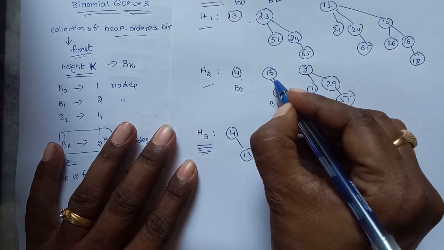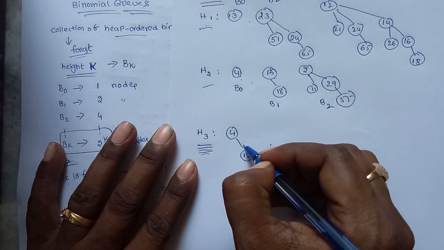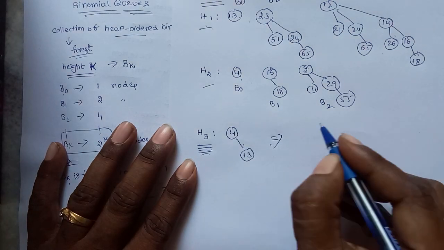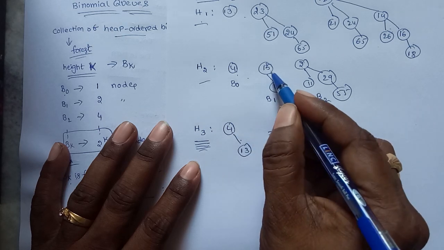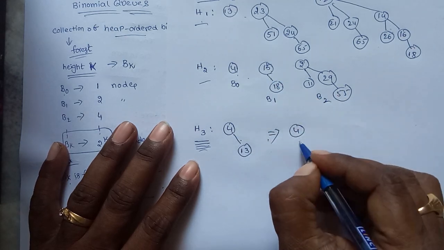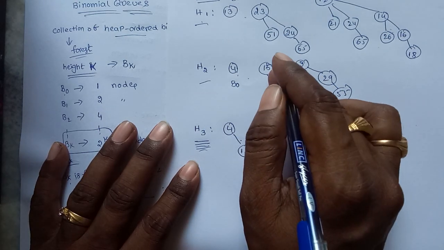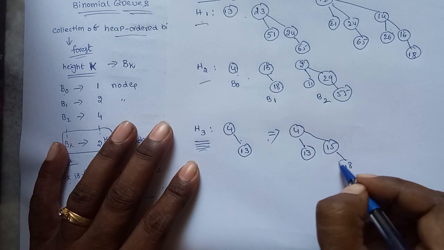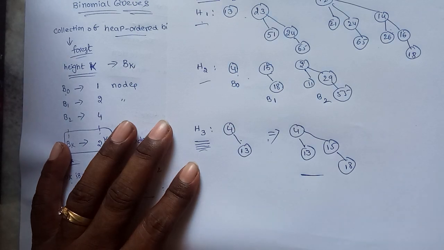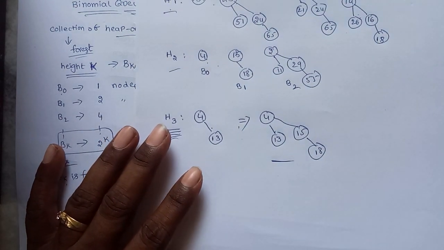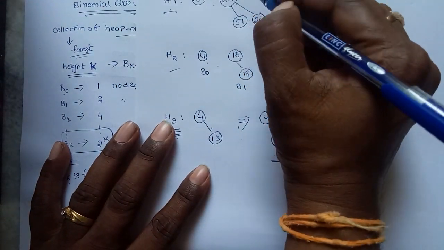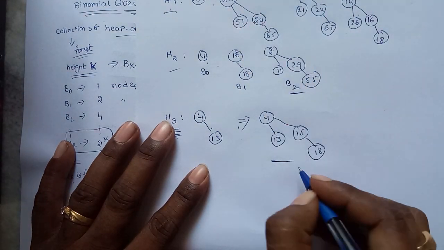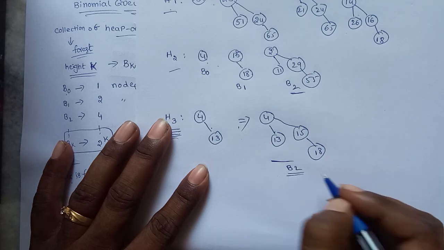So perform the merge operation with this B1 and with this B1. By performing the merge operation, among 4 and 15, 4 is the smallest, so 4, 13. This B1 is added to this one, 15, 18. Now this is the resultant tree after merging B1s. Now check, H1 contains B2, H2 contains B2, H3 also contains B2.